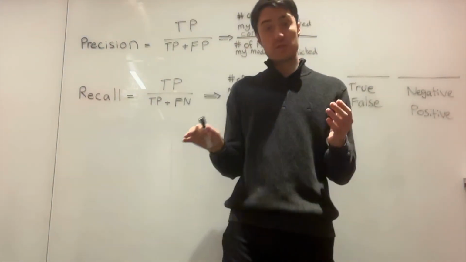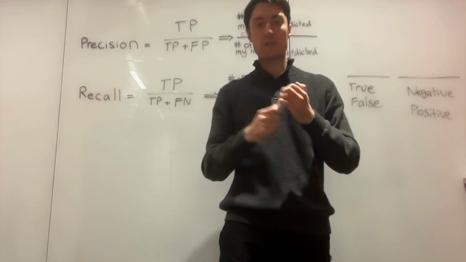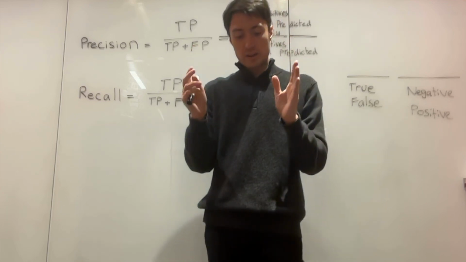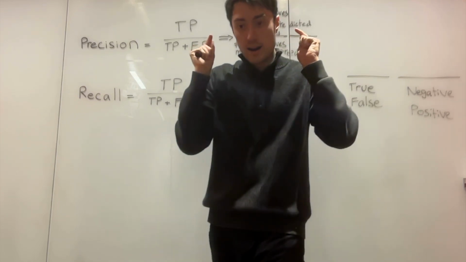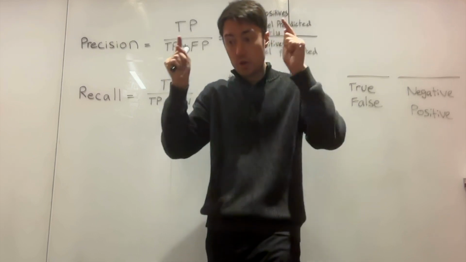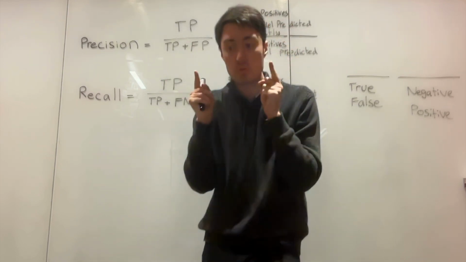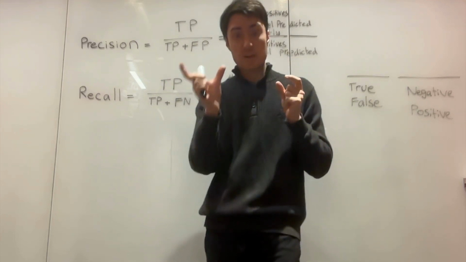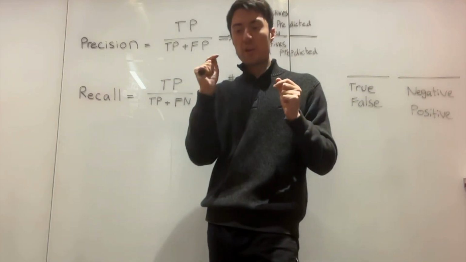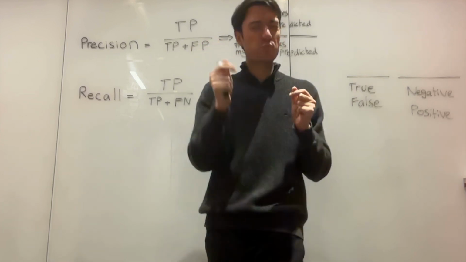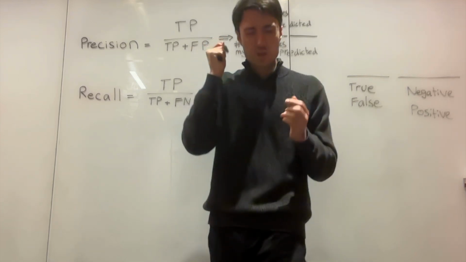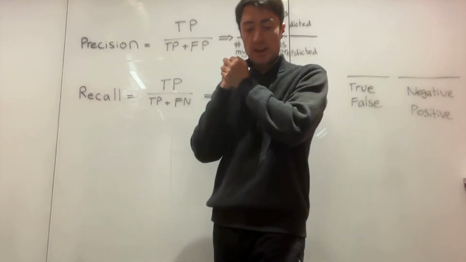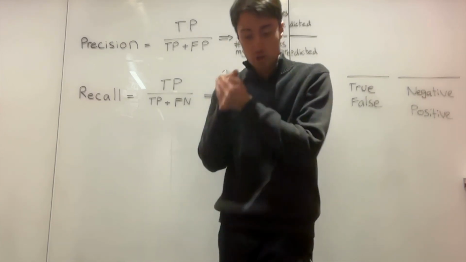Recall is slightly different. Recall is about when we are worried and we want to identify everyone who is actually positive. So in this case, it would be who actually has cancer. If we really, really, really want to make sure that our algorithm catches every person who actually has cancer.